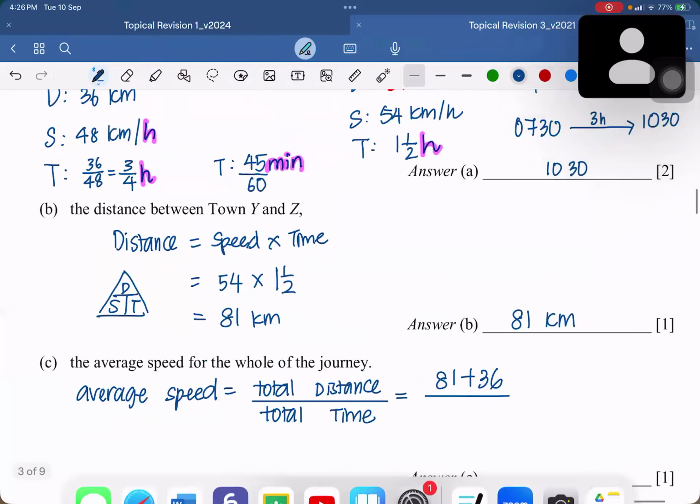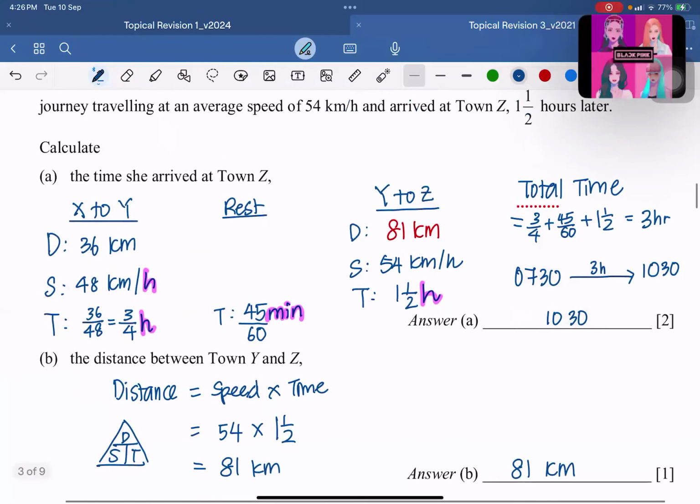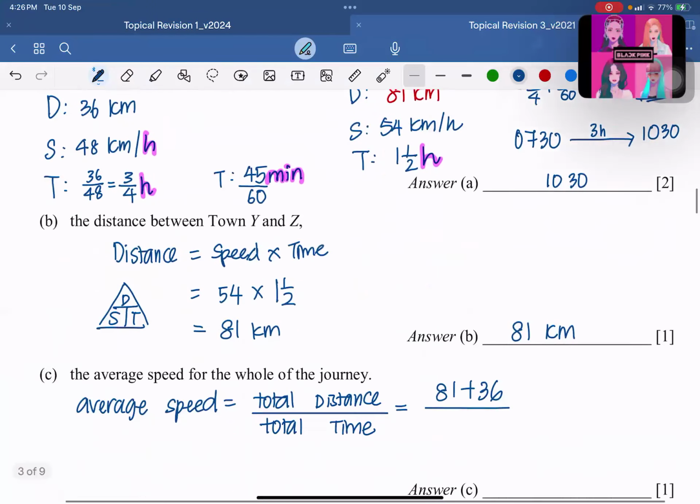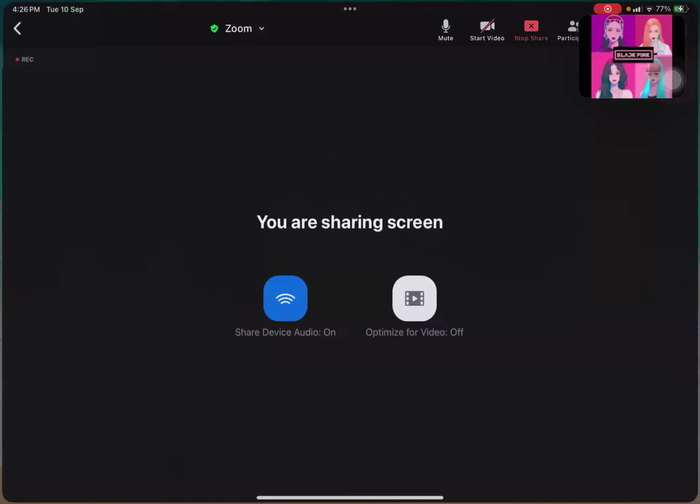What's the total? Hours. 3 hours. Very good. We need to add the rest time. So 3 hours is my total time. So divide by 3. Okay, now I had all the X ready, right?